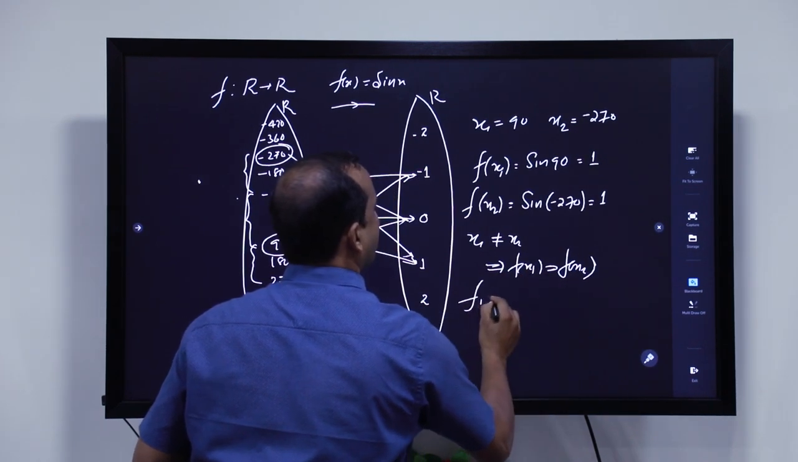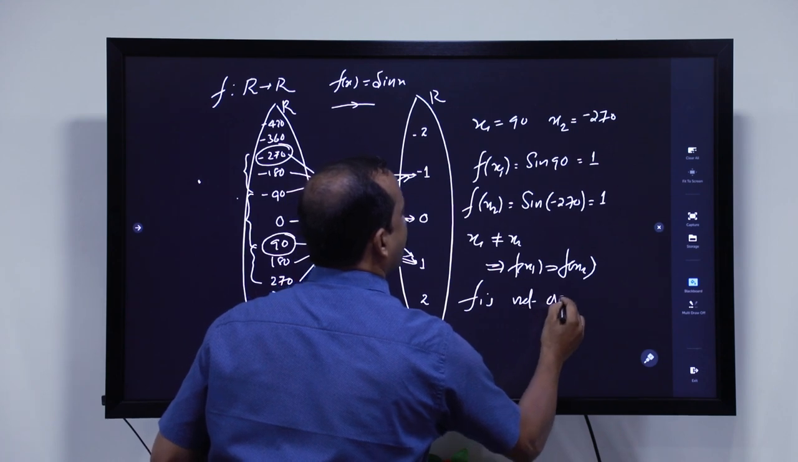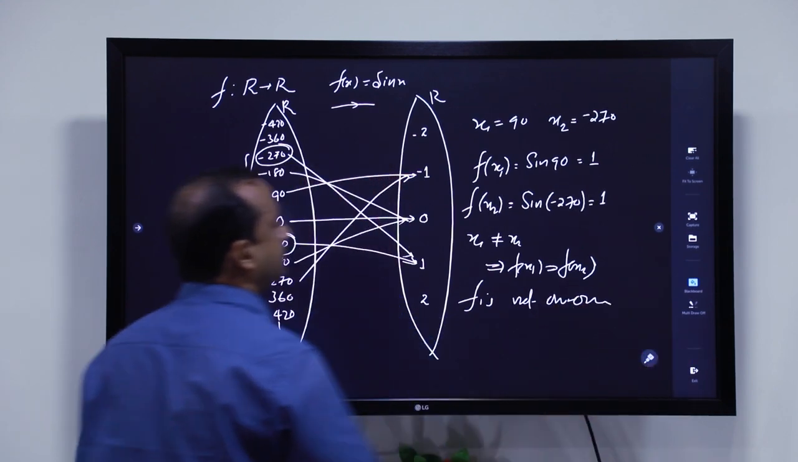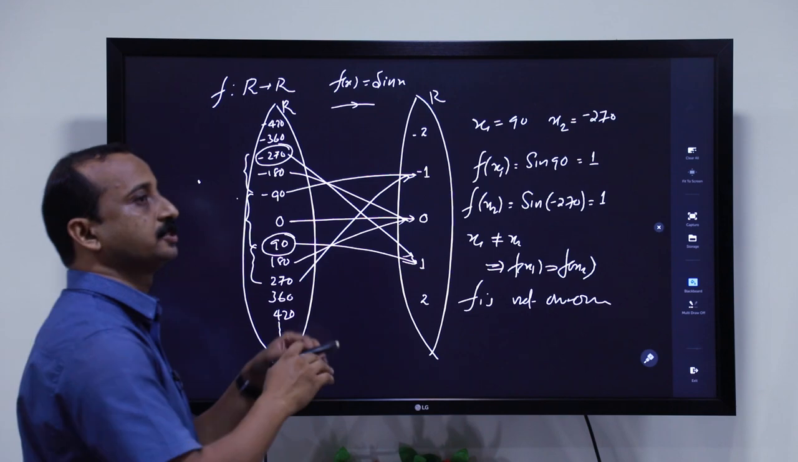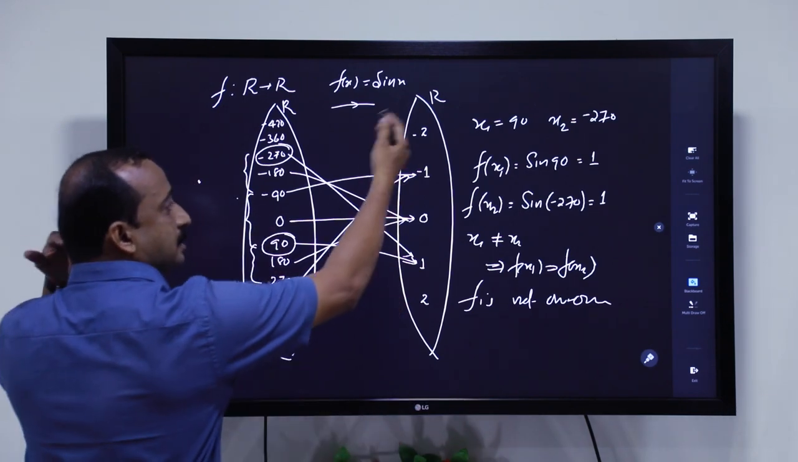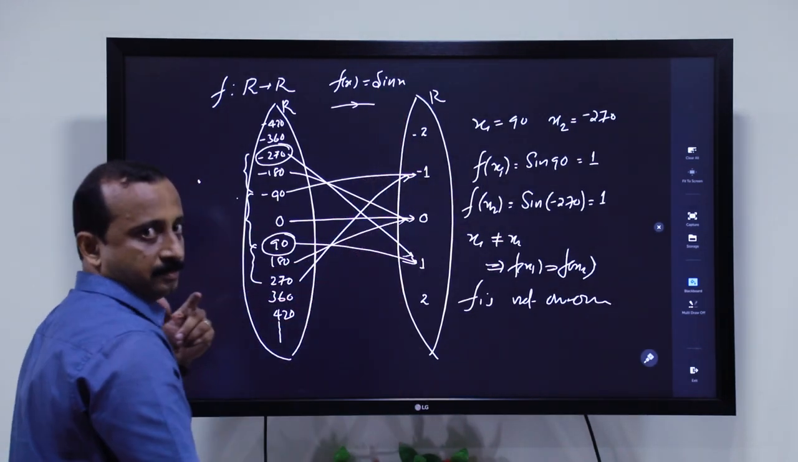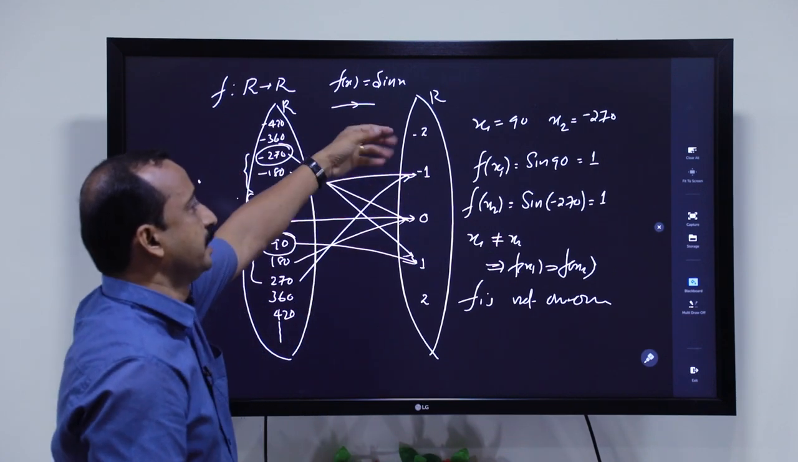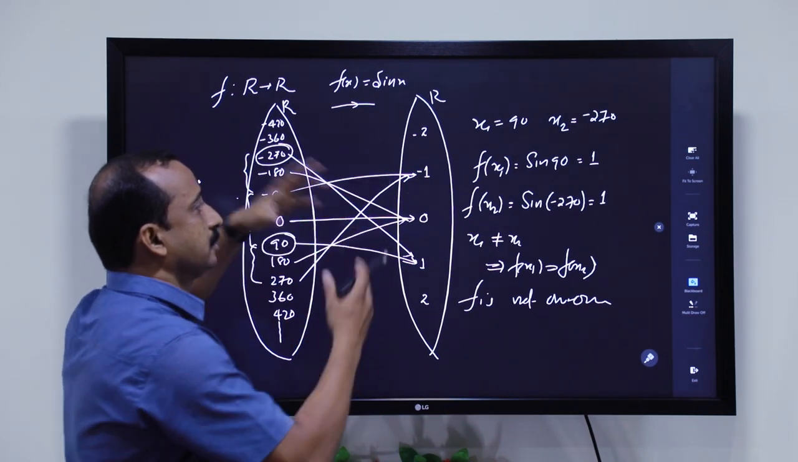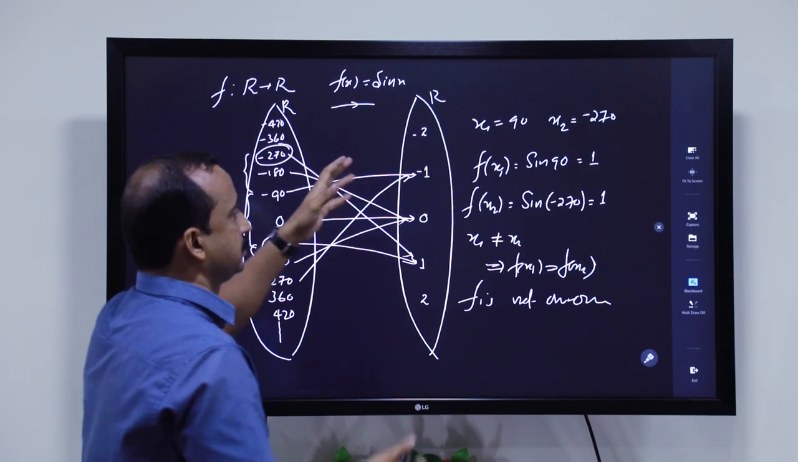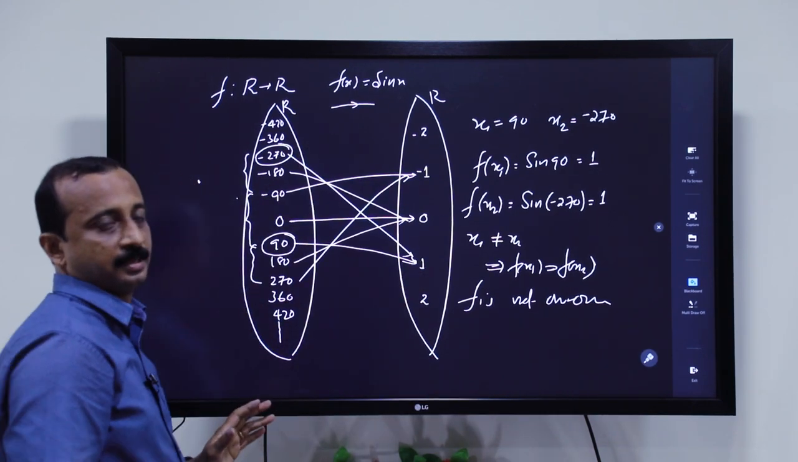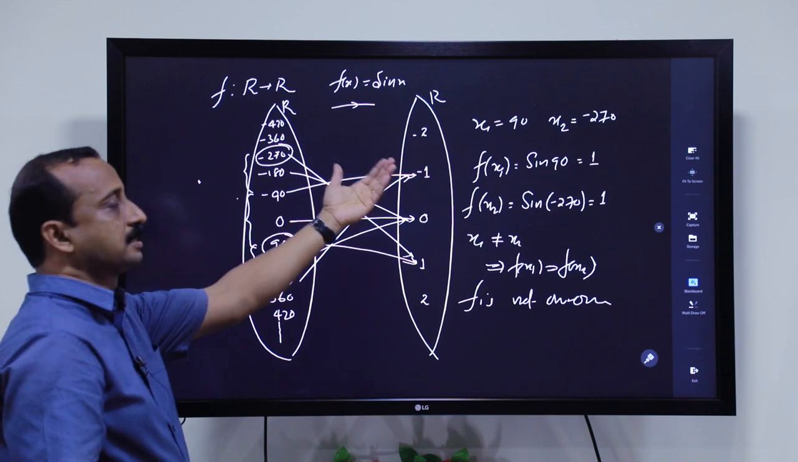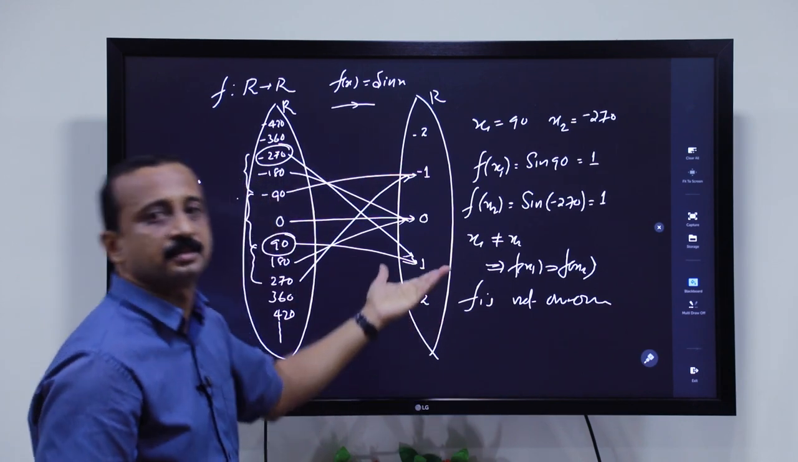That means our function is not one-one. Also, the given function is not onto, because the second set is the set of all real numbers, but the images are only from minus 1 to 1. So minus 2, 2, etc., there are infinitely many real numbers with no pre-images. Minus 2 is an element of R, there is no pre-image. Plus 2 is an element of R, there is no pre-image.